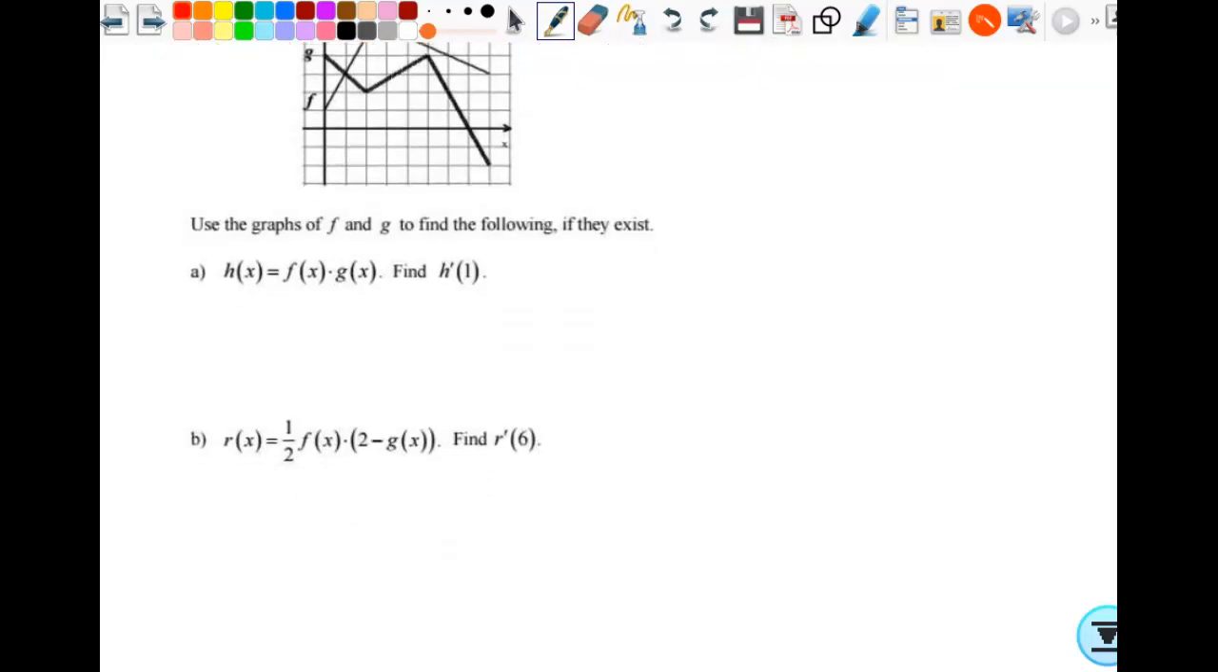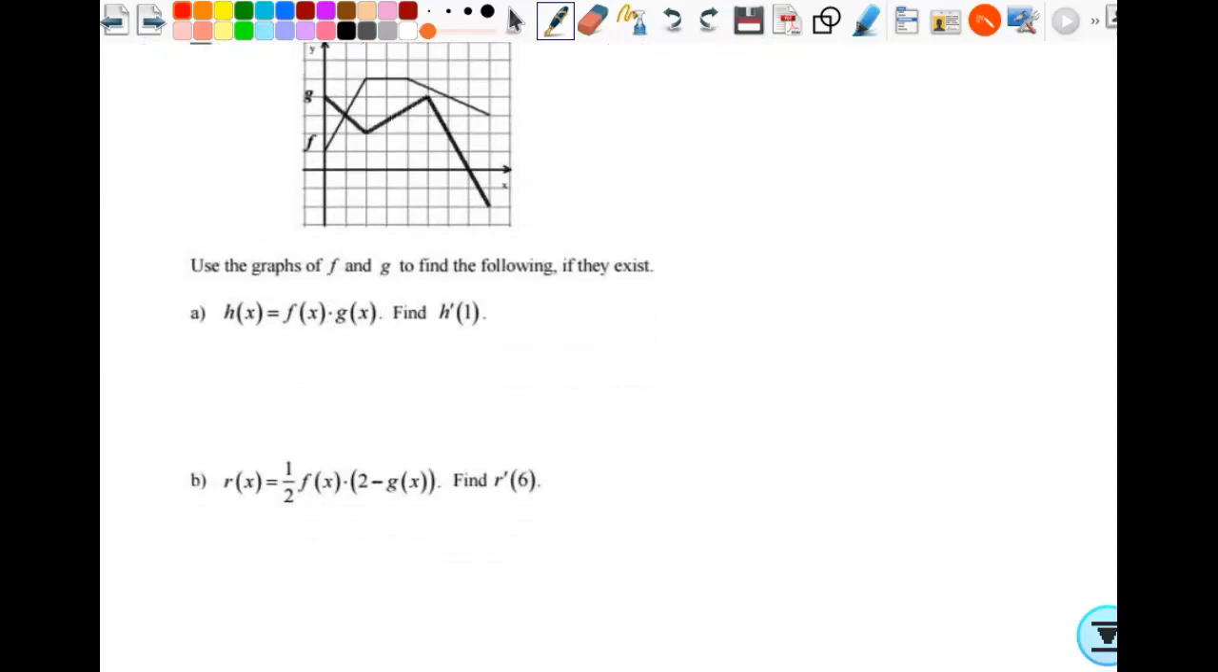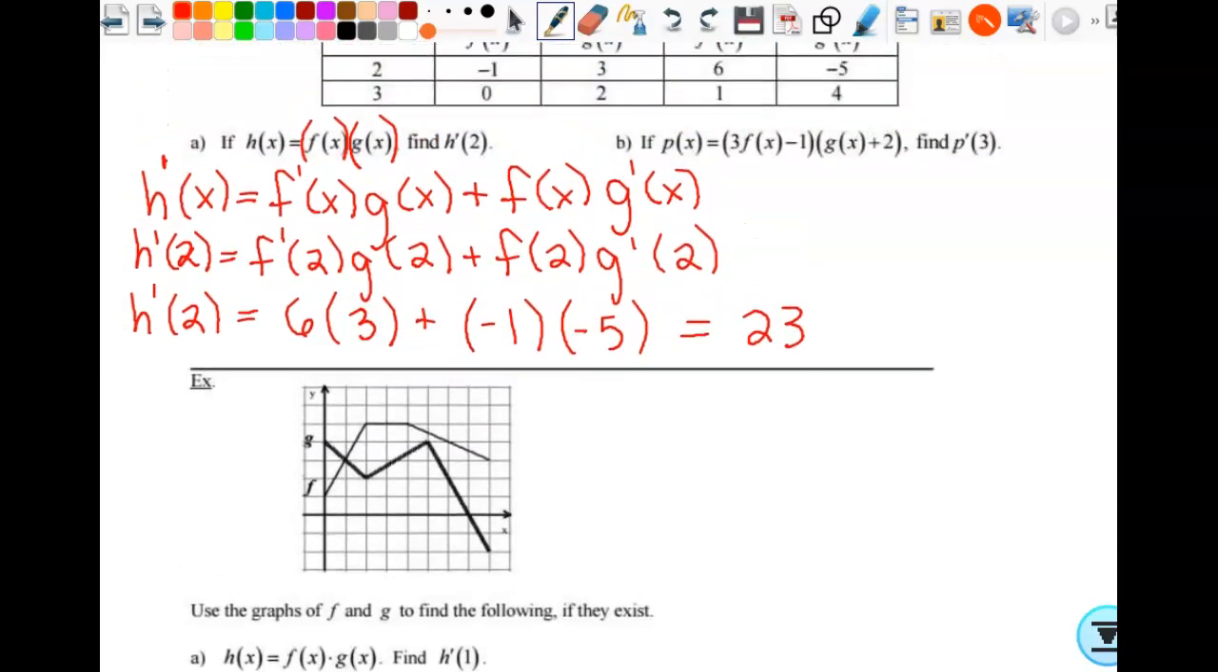Let's do this one. Okay, so we have a graphical question. It's very similar to the previous. On that one, they gave us values of the function and their corresponding derivatives in a table. Here, they give us a graph, so we have to work a little harder to find these values.